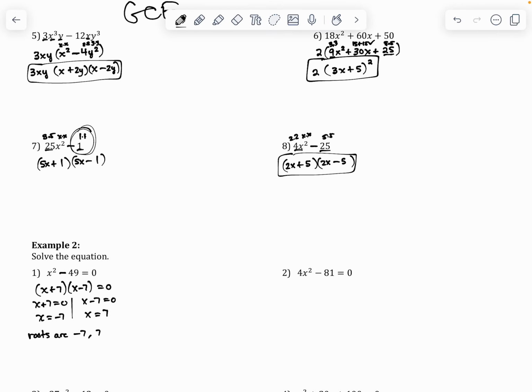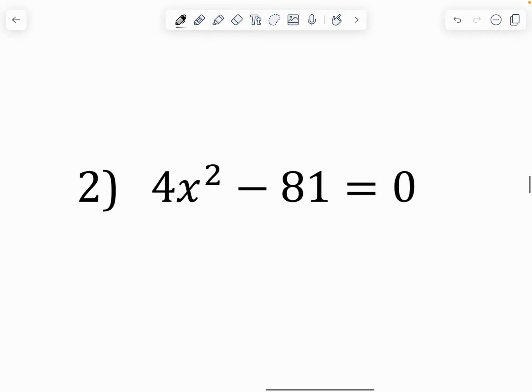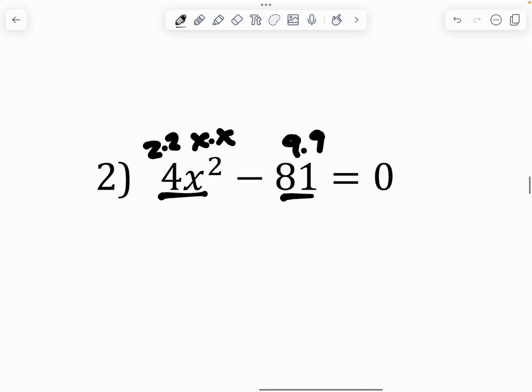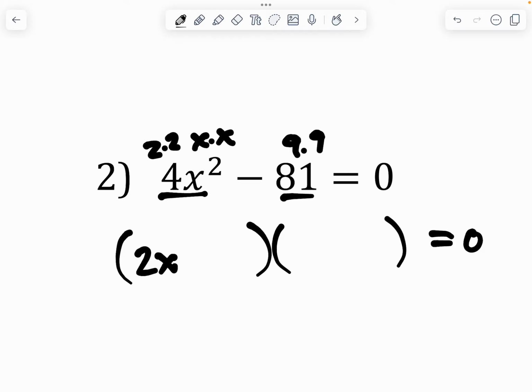Number 2, 4x squared minus 81. 4 is a perfect square, it's 2 and 2, x and x. 81 is 9 and 9. Difference of two squares. So the difference of two squares is going to give me two factors, one positive and one negative. 2x plus 9, 2x minus 9.